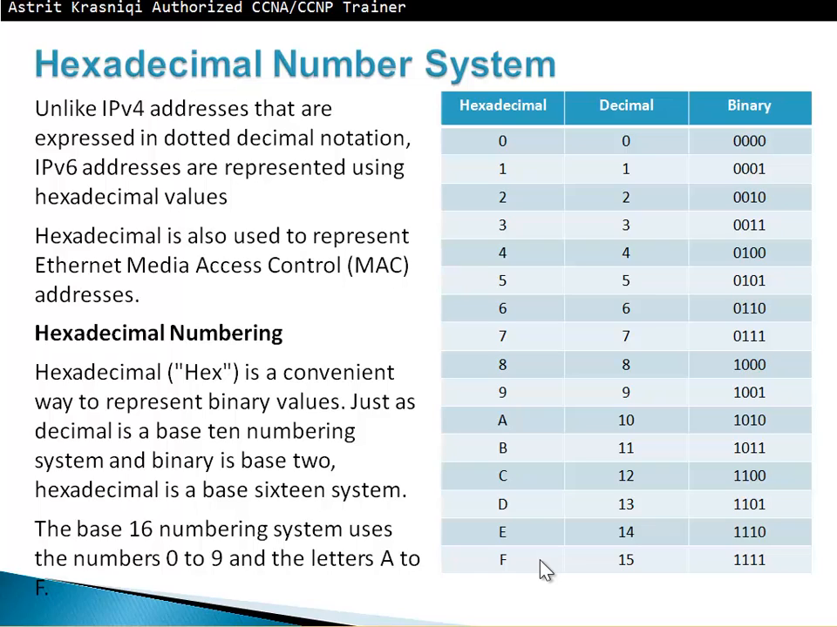F is the maximum. So what happens with 16? When it's 16, it's 1, 0, and then it goes 1, 1, 1, 2, up to 1F, and then it starts again with 2, 0, and so on. It will continue.